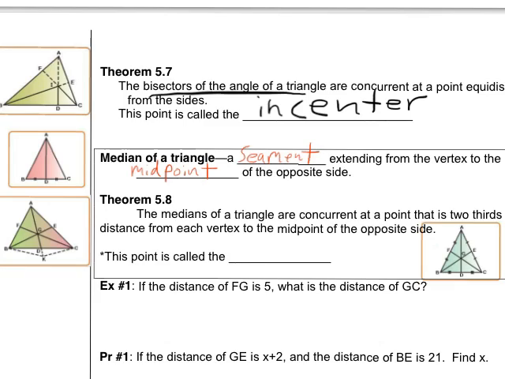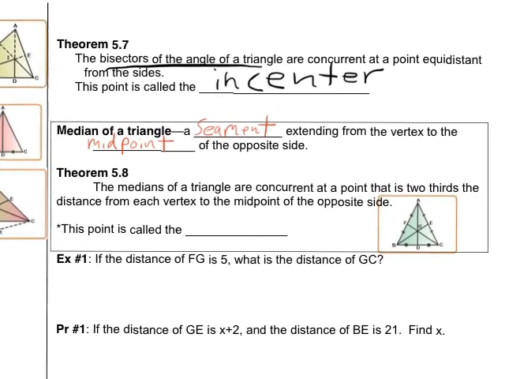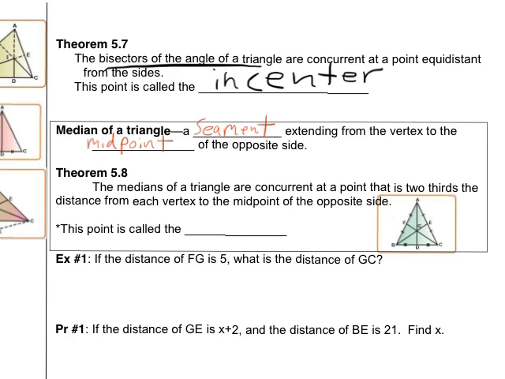Now the medians, these guys are of course concurrent at a point, but what's really interesting is that they're concurrent at a point that is 2/3 the distance from each vertex to the midpoint of the opposite side. So what we're saying here is you got all of these medians going together. Well, no matter what the shape of the triangle, if you were to go from C to G, that would be exactly 2/3 the distance of C to F, or BG would be 2/3 the distance of BE.